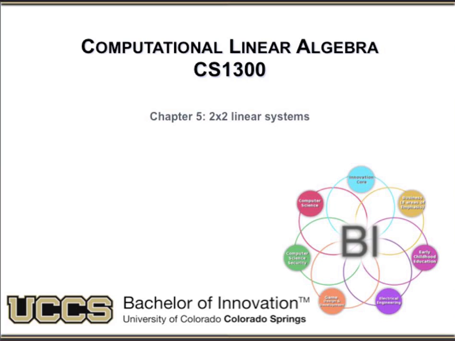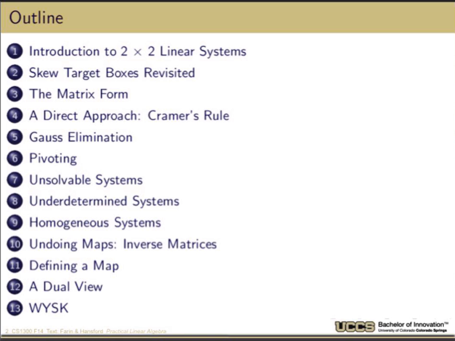Chapter 5, Computational Algebra, looking at 2x2 linear systems. This will be our introduction to solving simultaneous linear systems. Today we'll be looking at, in addition to what a 2x2 system is, coming back to the concepts of skew targets and mapping the targets, and looking at the matrix form of how to represent that equation.